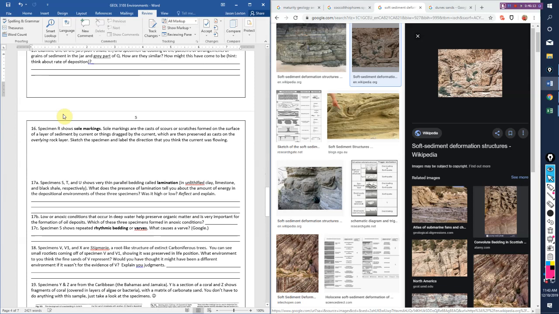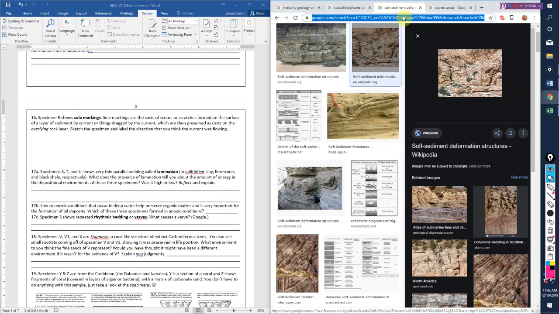Okay, next up we've got sole markings. Sole markings, I don't mean like ghosts, your soul, S-O-U-L.